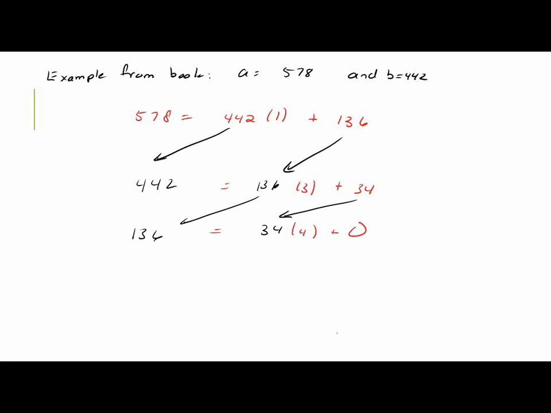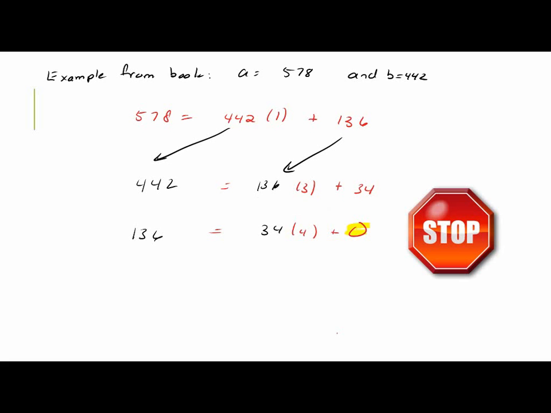And you do it again. And what happens is, on this go around, I got a remainder of 0. Once I get that remainder of 0, I stop. And that's my GCD. Clear?